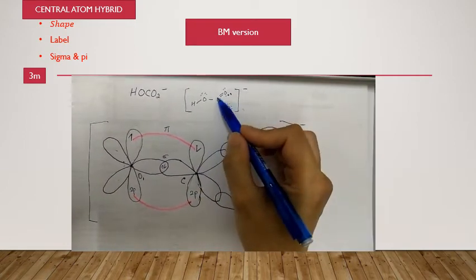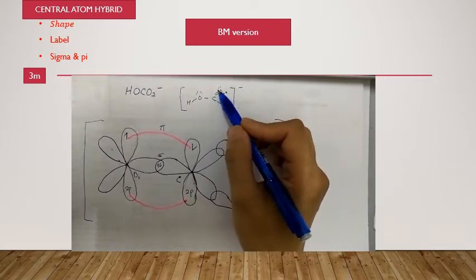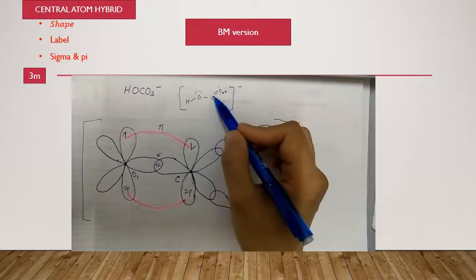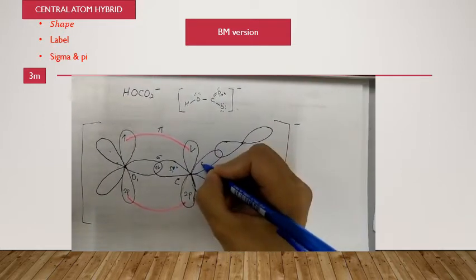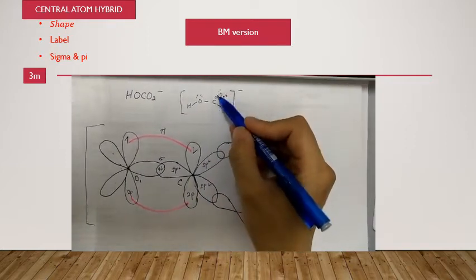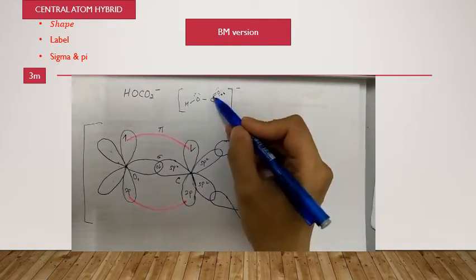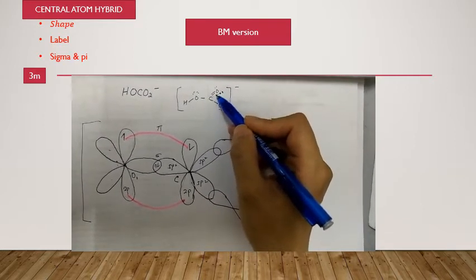Untuk carbon ini, dia 3 sigma kan, 1 pi kan. Kalau sigma means 3 bonding pair, jadi jumlah 3, jadi ialah sp2. So sp2, sp2, sp2. Okay, untuk oksigen ini sebenarnya dia pun trigonal planar. Okay, dia pun trigonal planar.